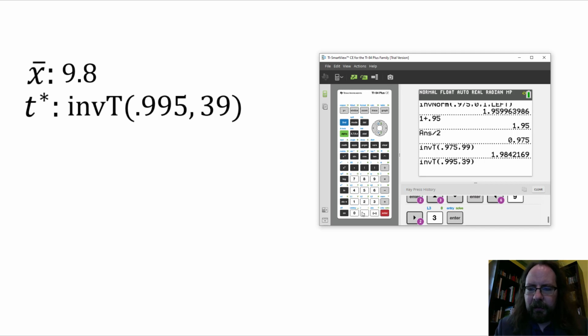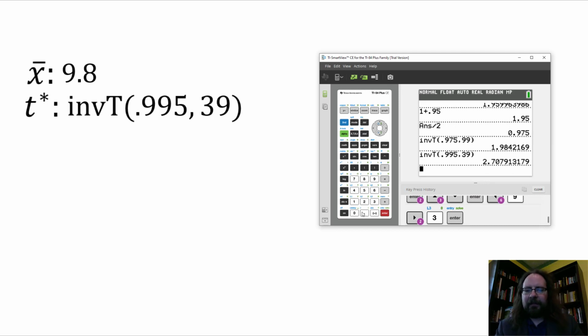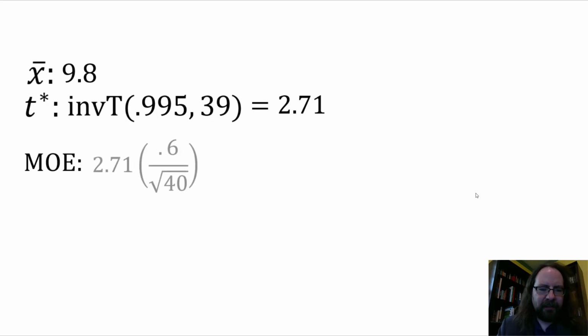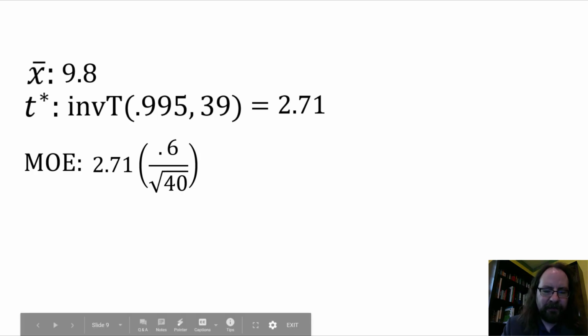So according to this, whenever it chooses to come up here, it's going to be about 2.7079. Let's just say that that rounds to about 2.71. So that's our critical t value, which we found on our calculator. So our margin of error is going to be 2.71, our critical t, times the sample standard deviation, which we're told is 0.6, divided by the square root of 40, which is our sample size.